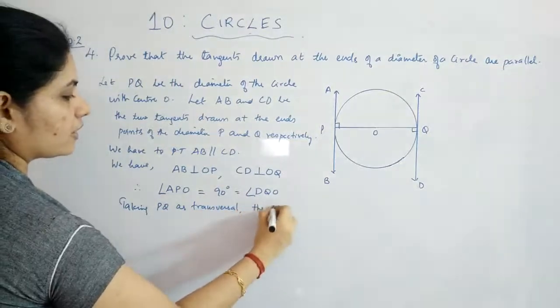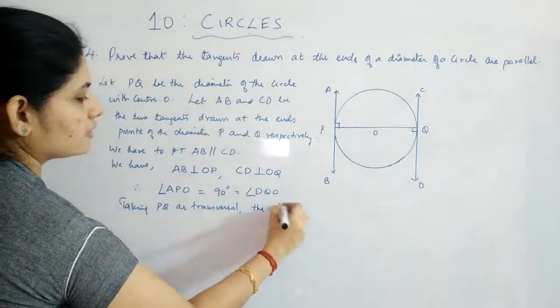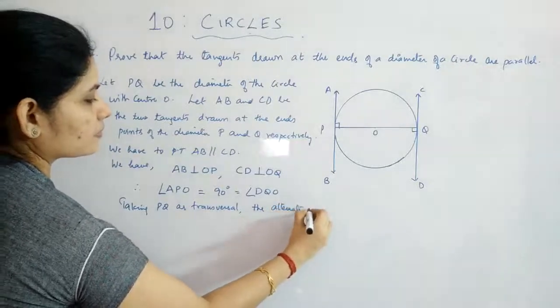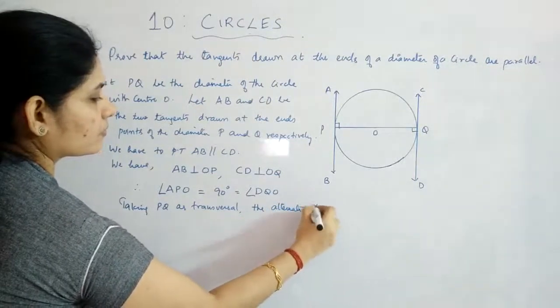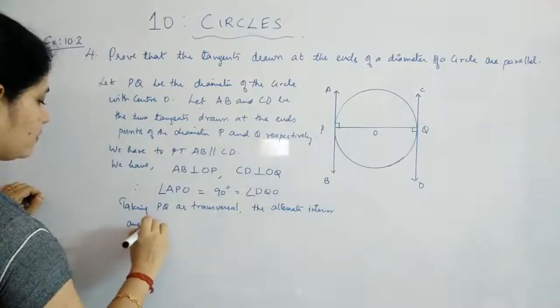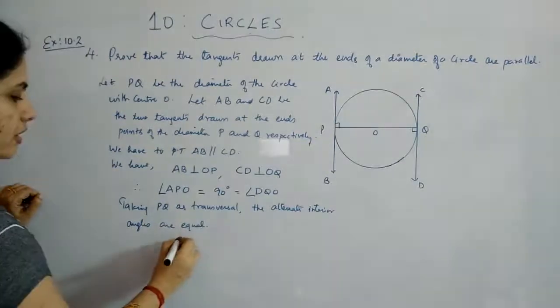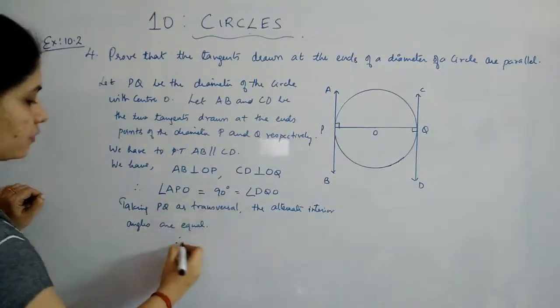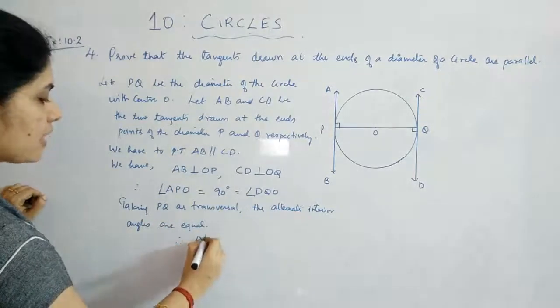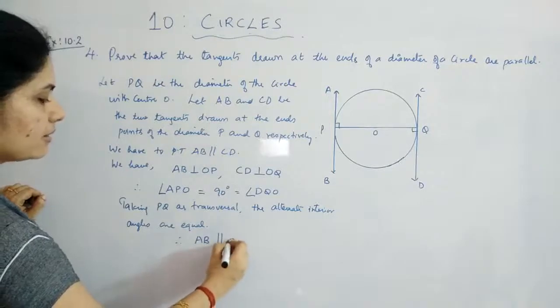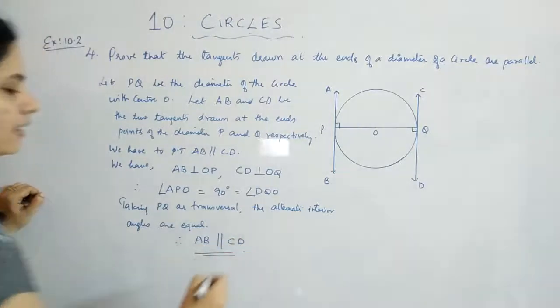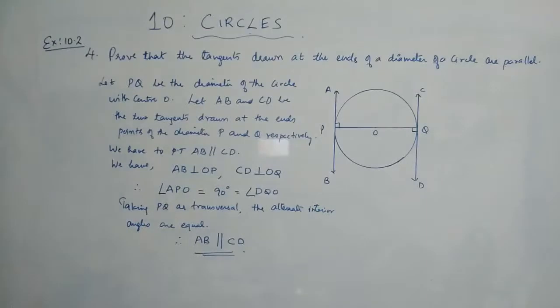the alternate interior angles are equal. Therefore, you are getting them to be equal. Therefore, the only option which you have is that the lines should be parallel. This happens only for parallel lines. So, AB is parallel to CD. Okay.